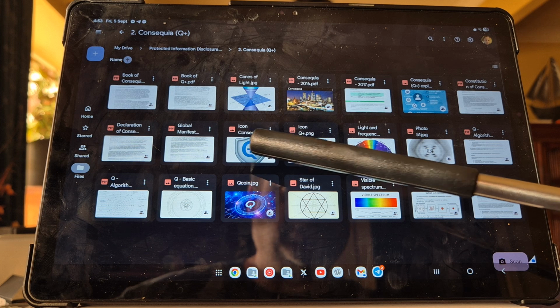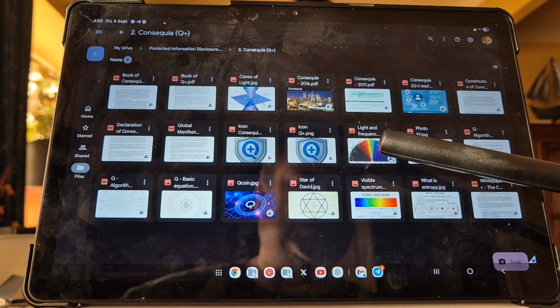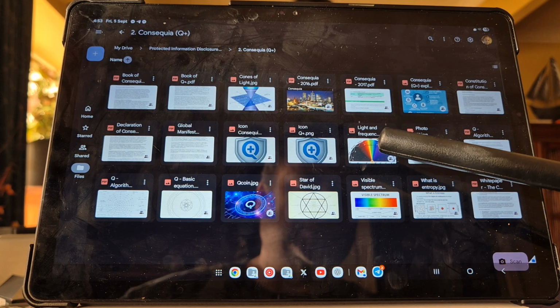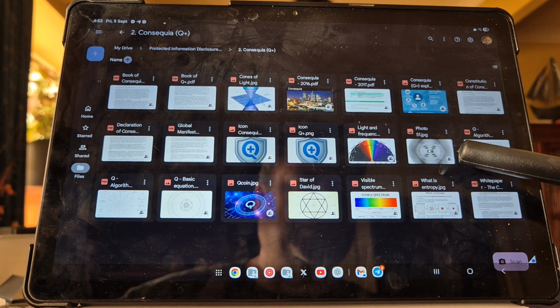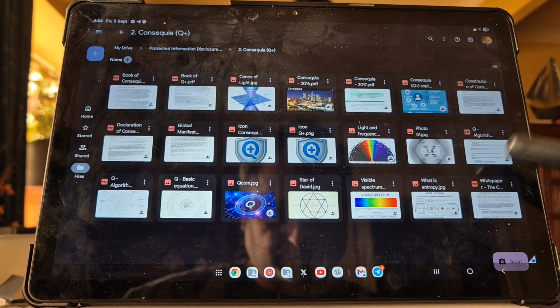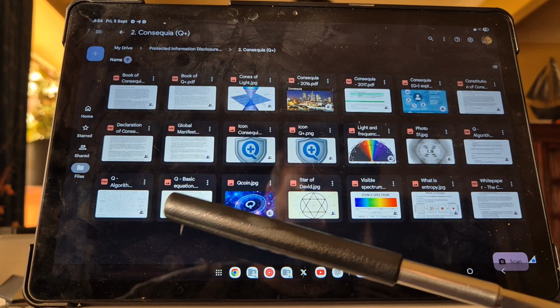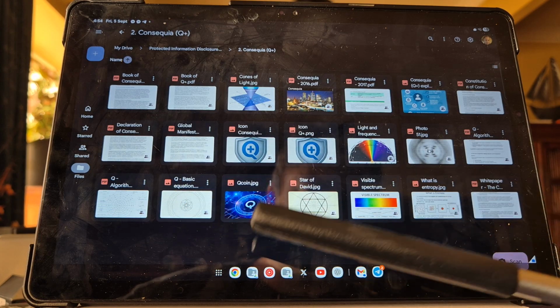There's the Consequia and Q icon. There's just the Q icon by itself. Light and frequency is obviously involved in this system. There is your Photo 51. You can tell what I was talking about before. You can see that from a mile away. We have the Q algorithm that's explained by AI. Then we actually have the algorithm itself. The basic equation, I'll bring that up in a second.